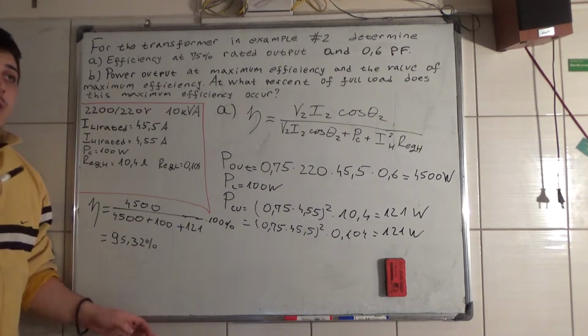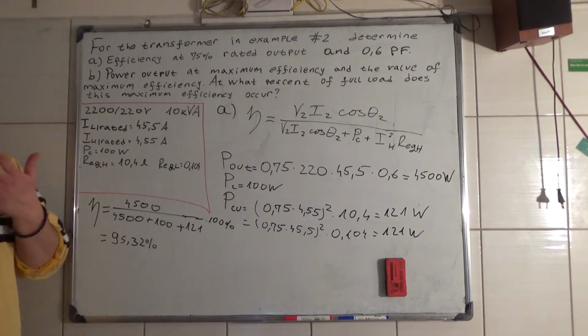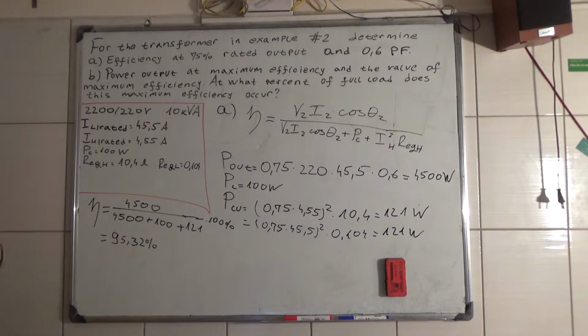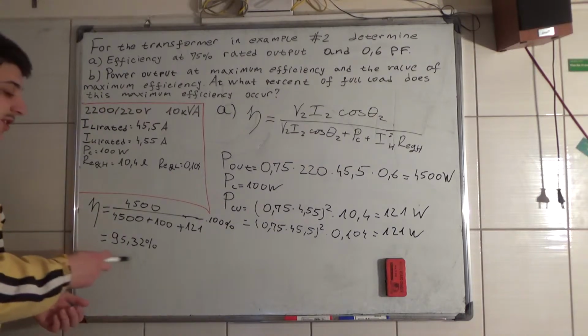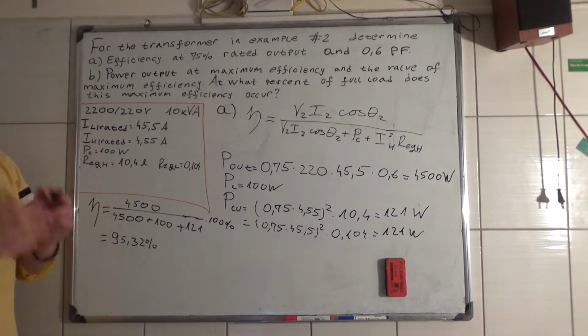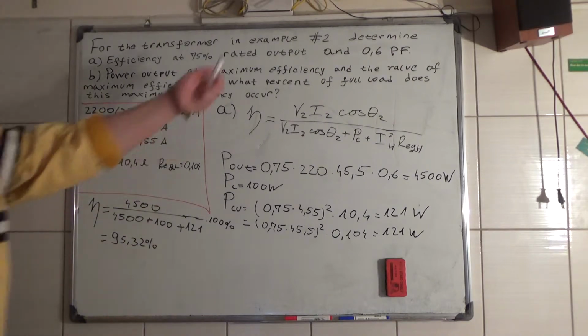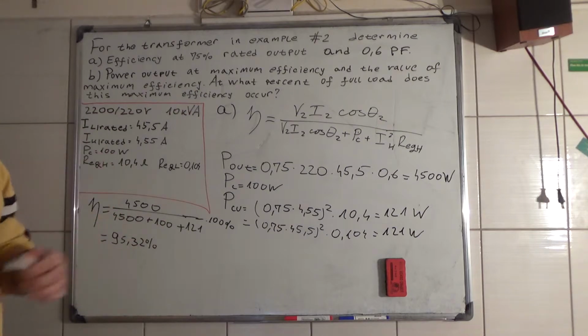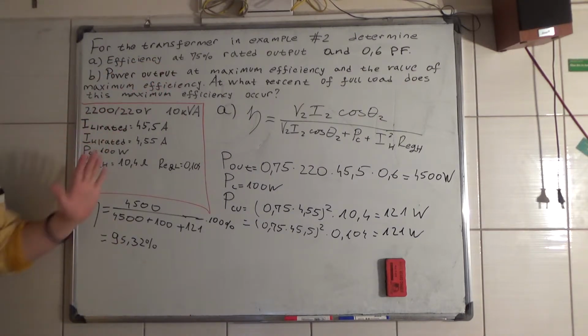So when you have this situation, what does this mean for you? If you have this efficiency, then you lose 4.68% of power in that transformer when you have this power factor and 75% of the full load. Now, that was for A. So this is the efficiency for this situation of this transformer.